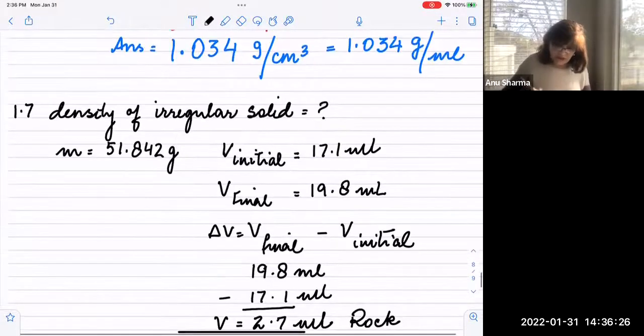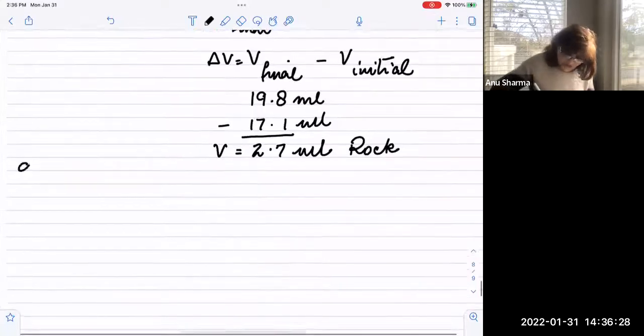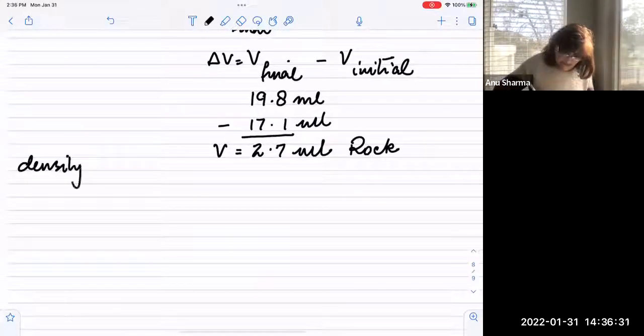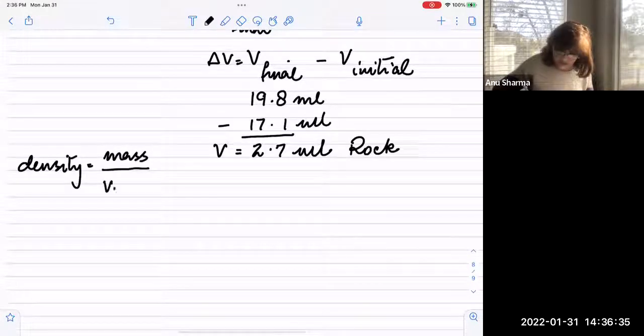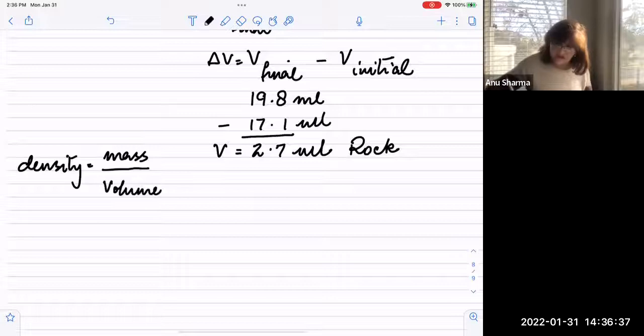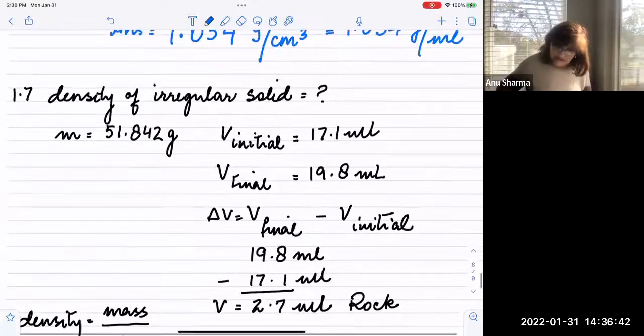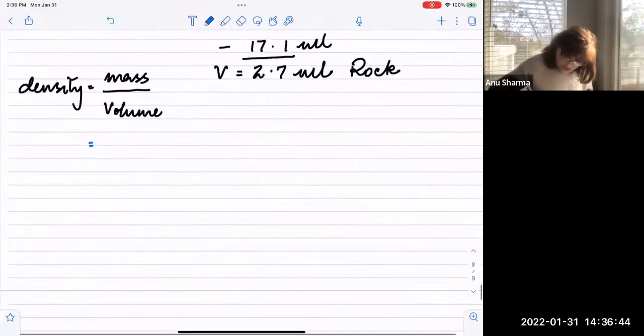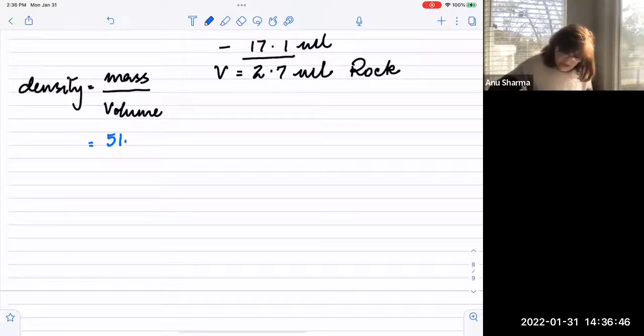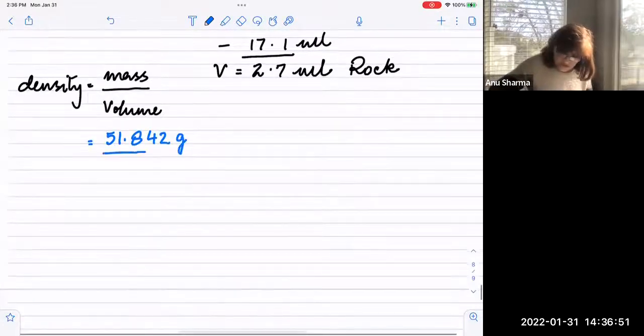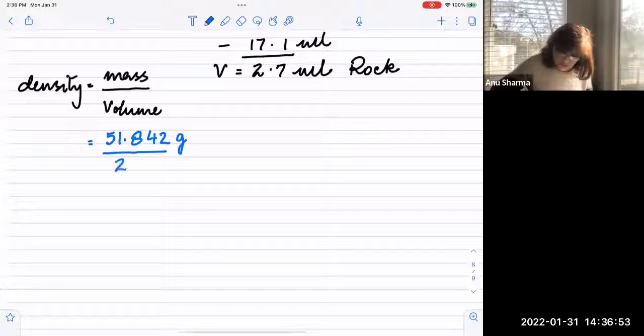Now the mass is already given, so just use that. Density is equal to mass. Always write down the formula, even though it looks like you already know it. So density is equal to mass over volume. The mass is 51.842 grams over 2.7 milliliters. And that is the density.